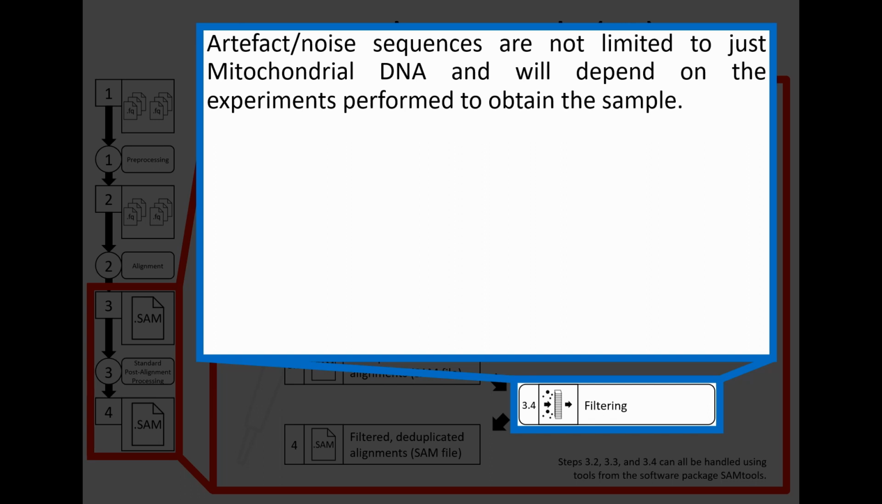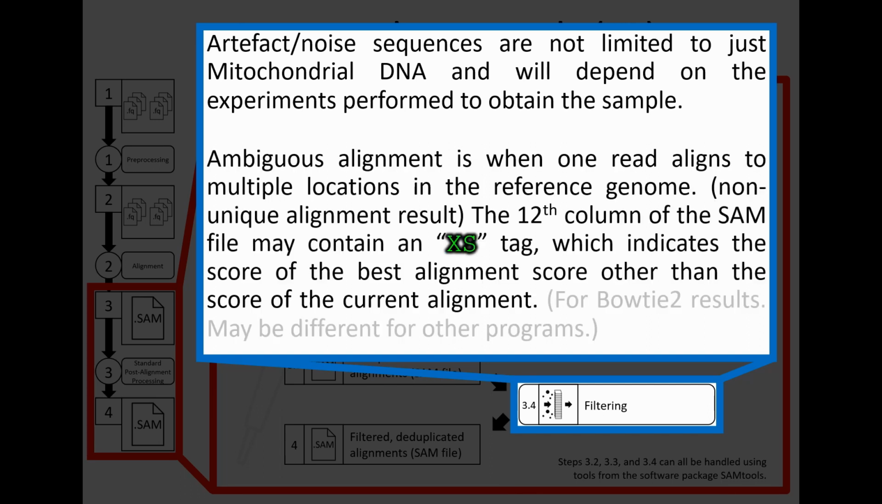Now, while I gave an example in which mitochondrial DNA was considered noise, this is just one example of many. Different experiments will introduce different sources of noise, and different protocols will produce different experimental artifacts. There is no one-size-fits-all when it comes to filtering. However, removing experimental artifacts or noise is a relatively straightforward idea in and of itself. A trickier filtration issue to deal with is that of ambiguous alignments. An ambiguous alignment is when one read aligns to multiple locations in the reference genome. The 12th column of the SAM file may contain an XS tag, which indicates the score of the best alignment score other than that of the current entry.